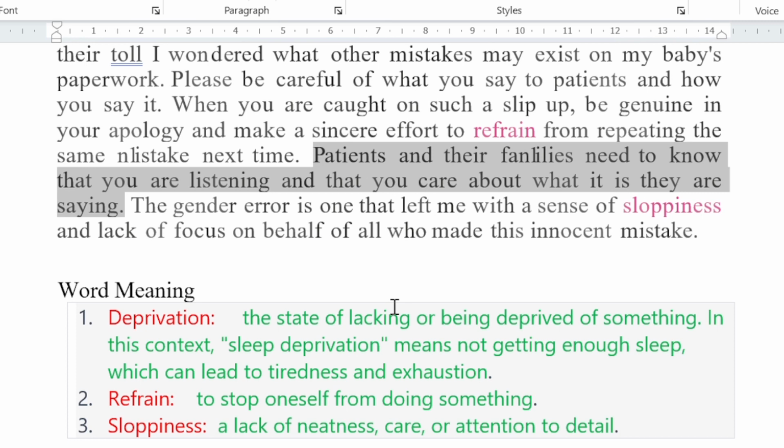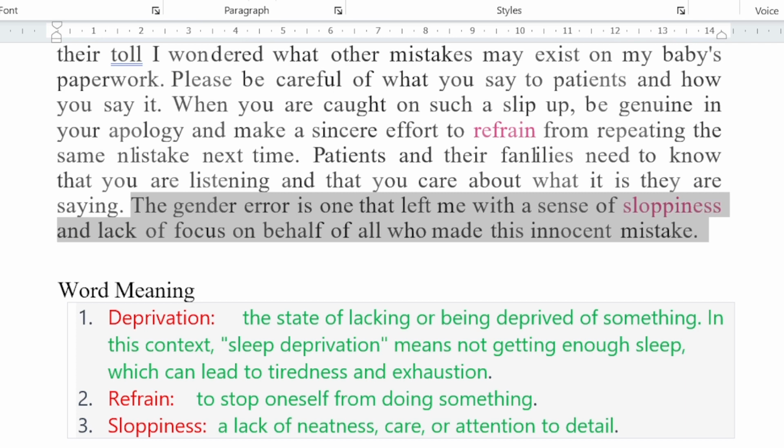Patients and their families need to know that you are listening and that you care about what it is they are saying. So here, the patients or their families want to feel that healthcare workers are paying attention to their concerns and genuinely care about what they have to say. The gender error is one that left me with a sense of sloppiness and lack of focus on behalf of all who made this innocent mistake. So the incorrect gender reference made the speaker feel that the people who made the mistake were not careful or focused enough, which made them feel a sense of carelessness.